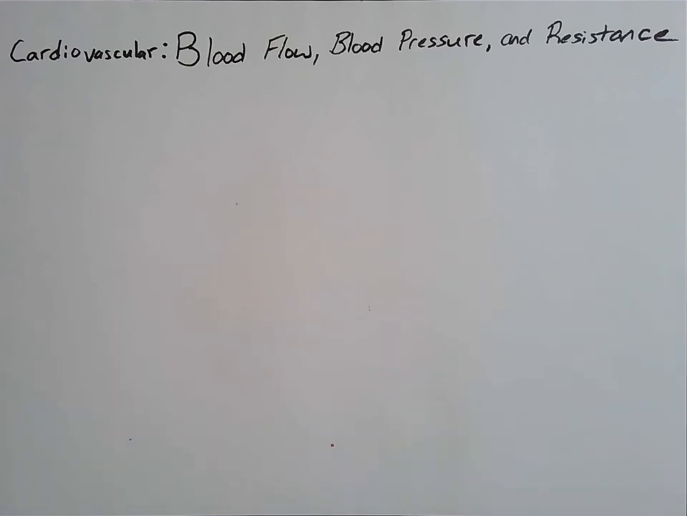Blood flow refers to the movement of blood through a vessel into the tissue or into an organ, whatever the case may be. We normally can think of blood flow and express it in terms of either a volume, like mils, or volume over time, like mils per minute.